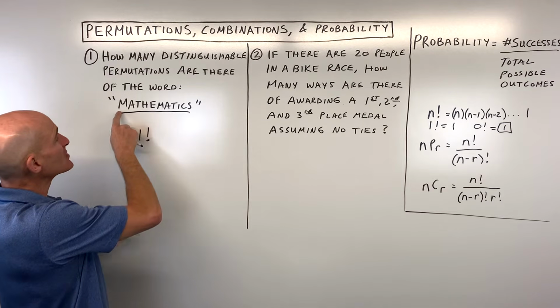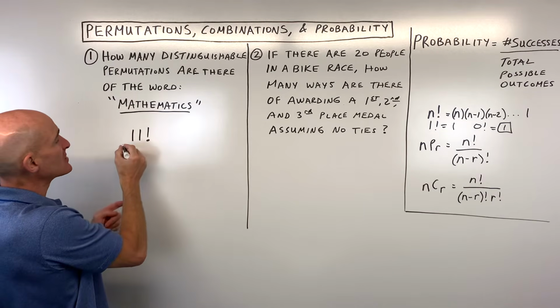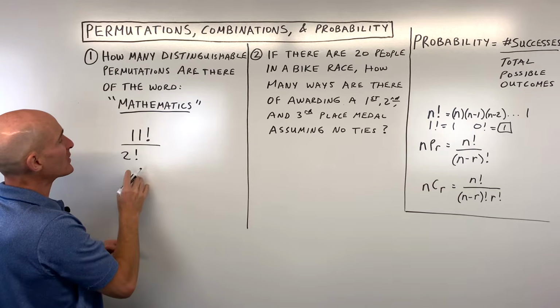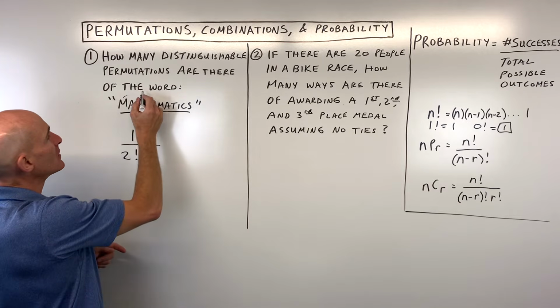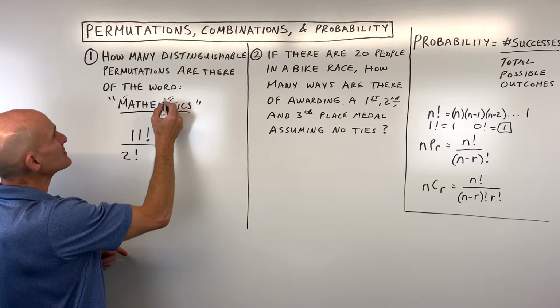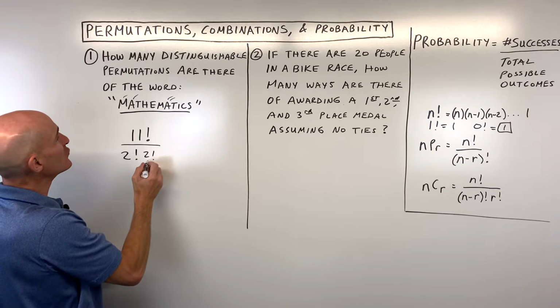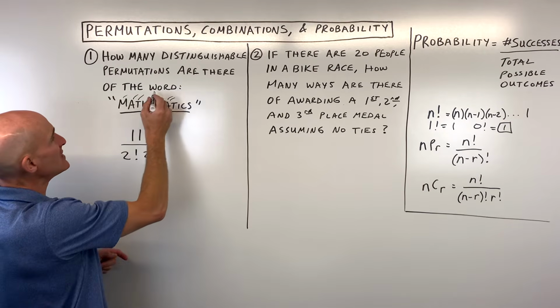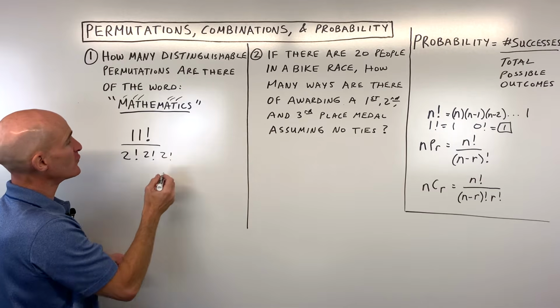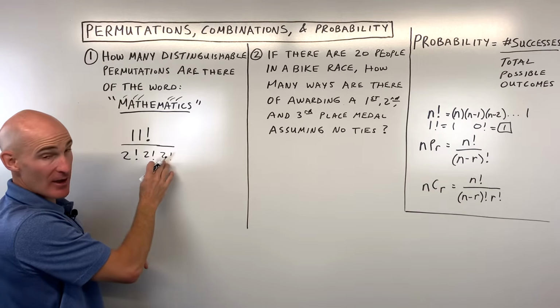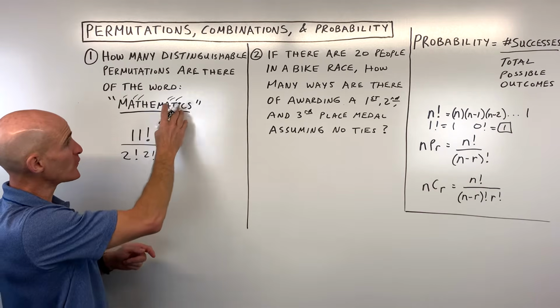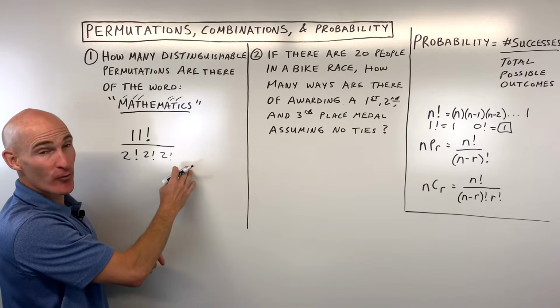But you see how there's some repetitions? We have 2 m's, so we're going to divide by 2 factorial. There's 2 a's, so we're going to divide by another 2 factorial, and there's 2 t's, so we're going to divide by another 2 factorial. Now, if there was 3 t's, we divide by 3 factorial. Or if there was 4 r's, let's say, you divide by 4 factorial.